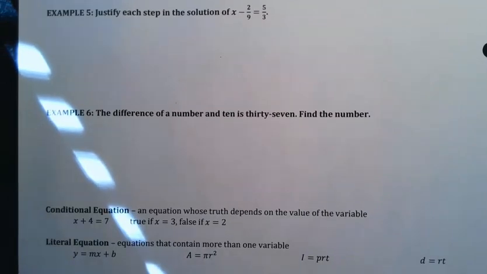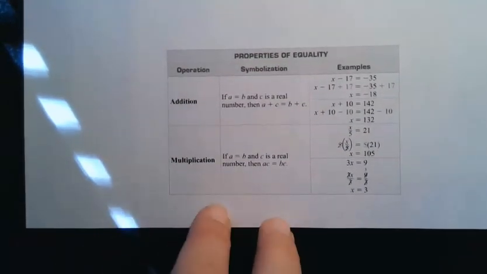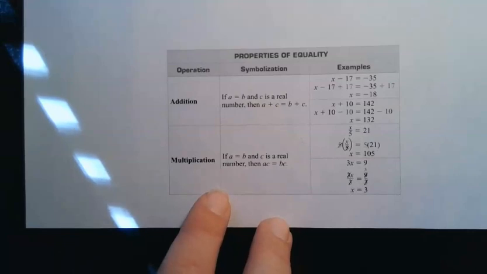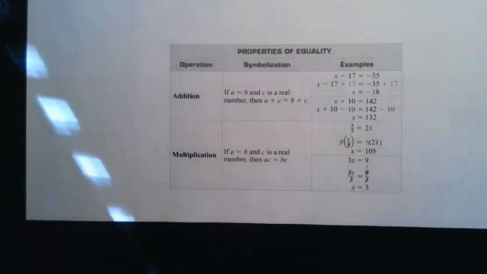Now, example 5, we're going to justify each step in the solution. Now, we're going to use these properties down here, the properties of equality. I should have moved this up there, I guess, but I wasn't thinking. So we're going to figure out which property of equality we are really using in each step in example 5. Okay, so you have to keep that in mind.